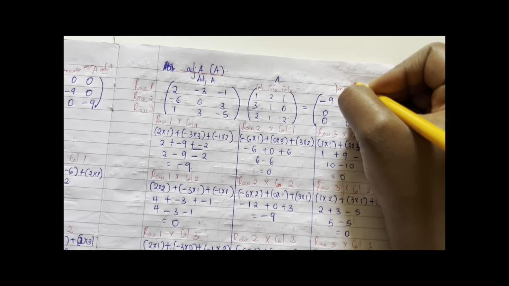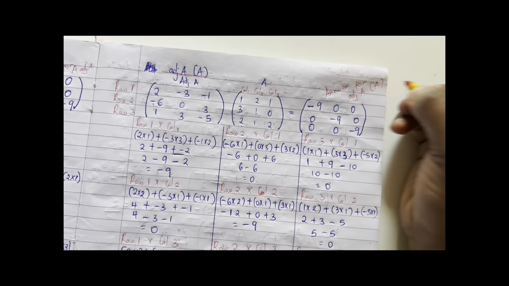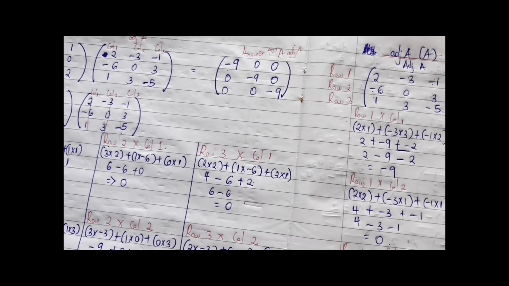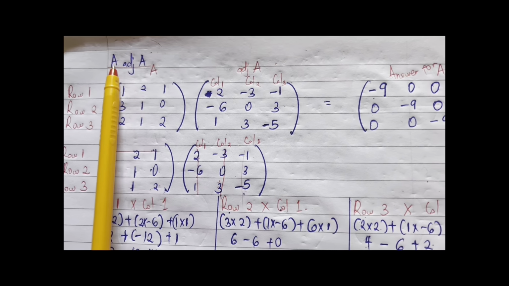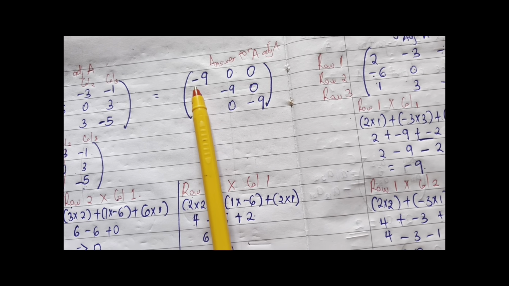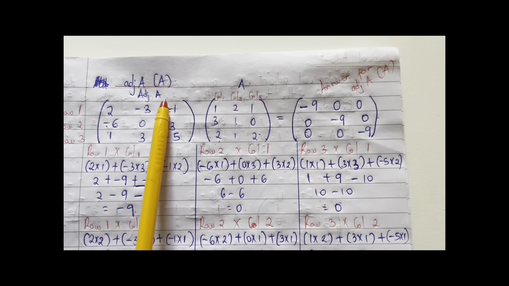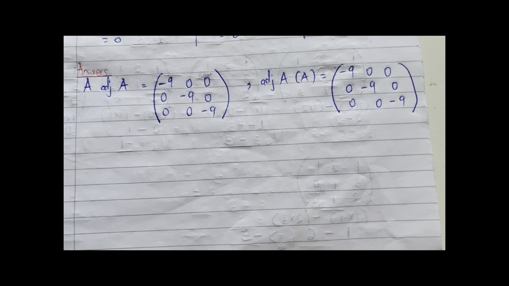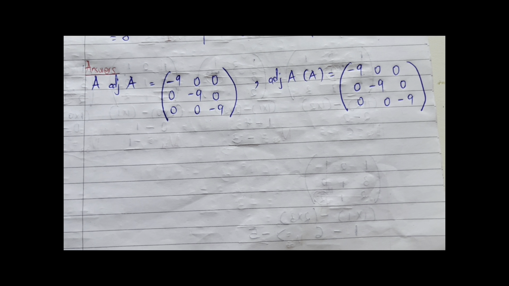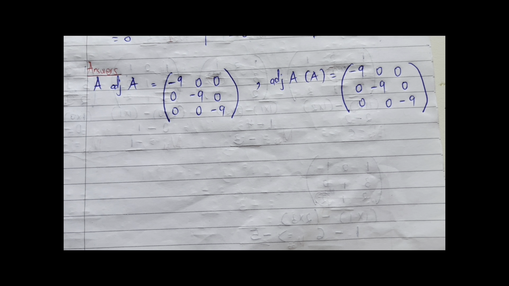And that is our answer for adjoint A times A. So I'm just writing it there. If you check the answers of adjoint A times A and A times adjoint A, our answers are coming out the same. So you see negative 9, 0, 0, 0, negative 9. I've written the answers here, you see they are the same. When the answers of A times adjoint A and adjoint A times A are the same, this is a normal matrix. It's called a normal matrix when the answers turn out the same. So that's that.